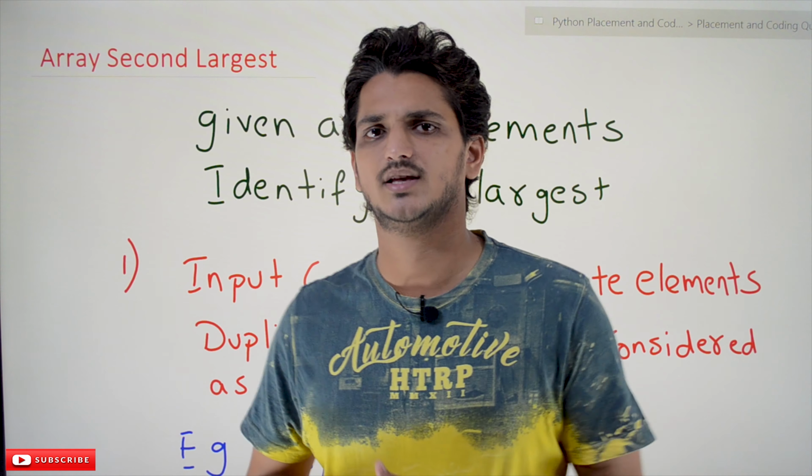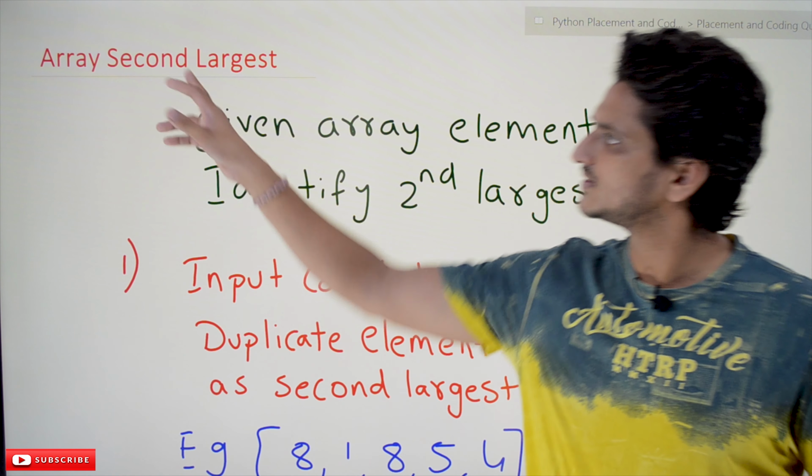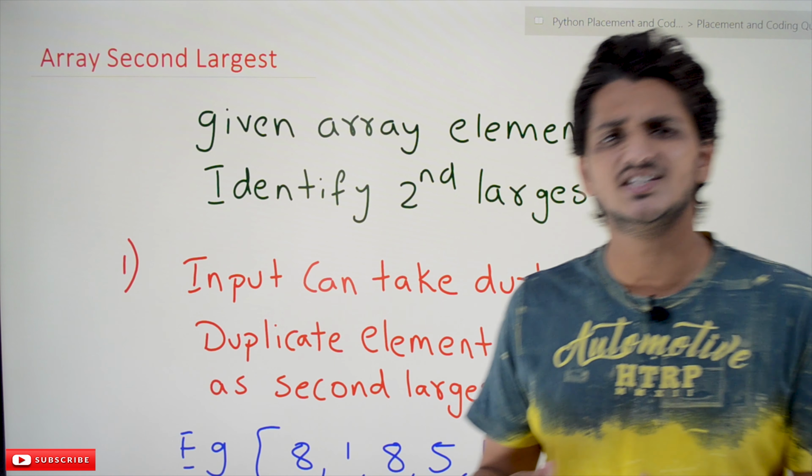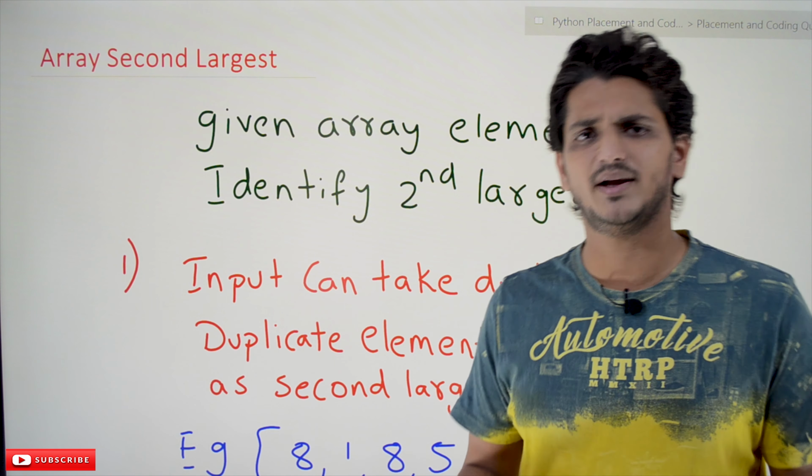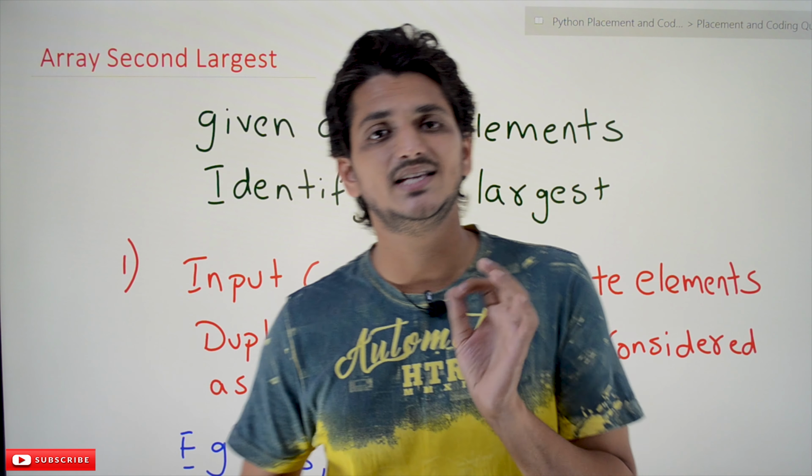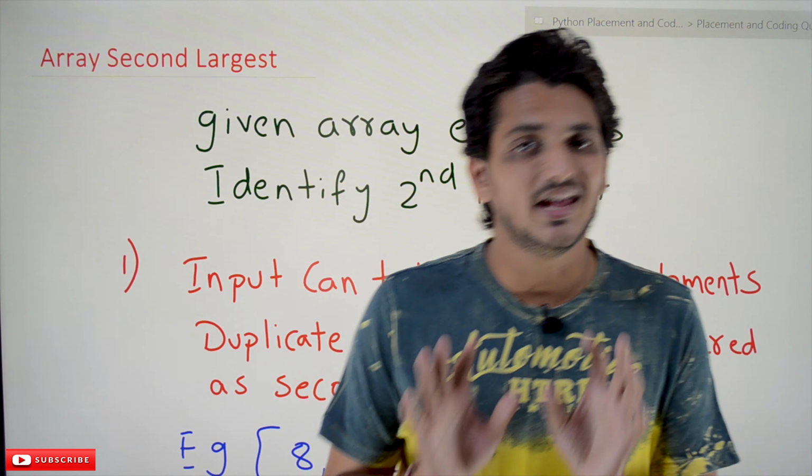Coming to today's class, the example which we consider here is array second largest element. Given a list of elements, we have to identify the second largest element. In this class we discuss how to identify this using the Python inbuilt methods that are present in the list, but it is not efficient. Writing code for this problem is very easy in Python, but it is not efficient.